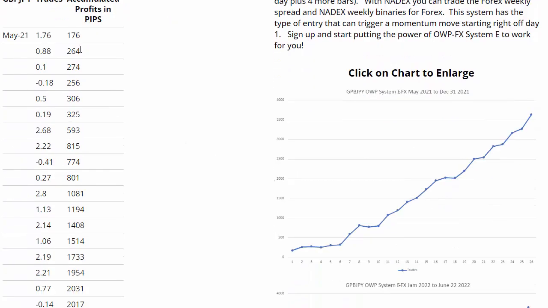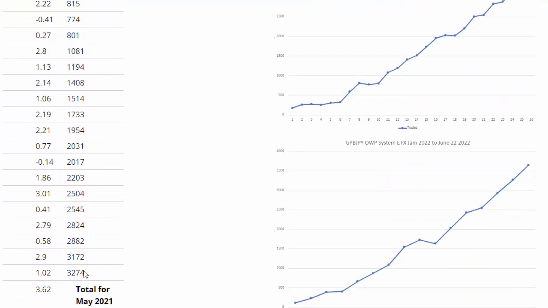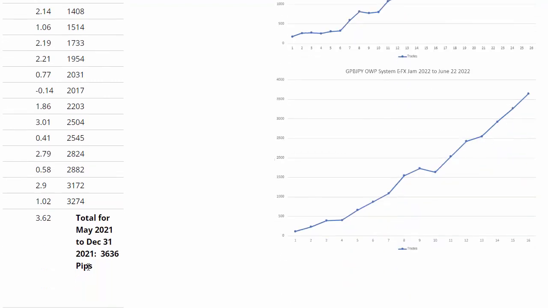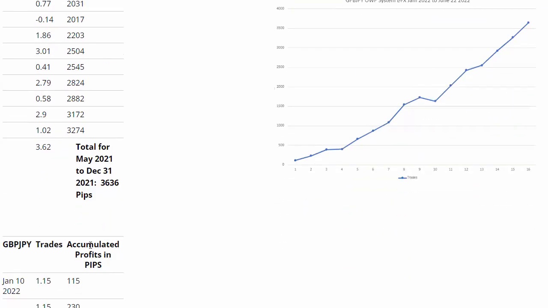And you can see the progression here of the trades in pips. Here we didn't multiply times 100, so you can multiply that times 100. And you can see here the accumulation, the growth progression of trades. This is 8 months, and we get up to 3,200 pips there. It's not even the full year, it's 8 months.